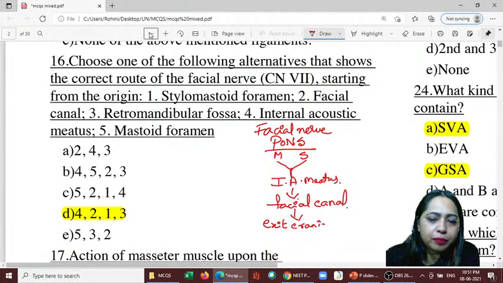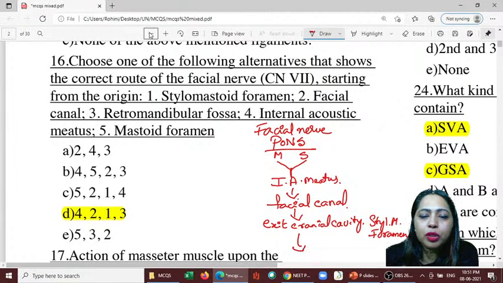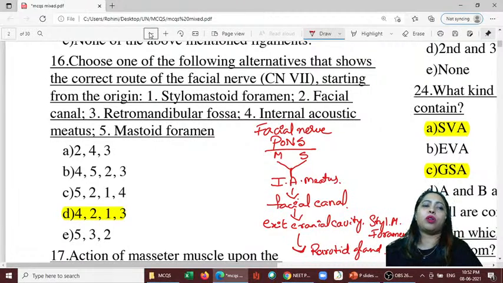From the facial canal, they simply exit the cranial cavity through the stylomastoid foramen. Then they come out through the stylomastoid foramen, and it enters the parotid gland. We also call that the retromandibular fossa. So that is what happens.